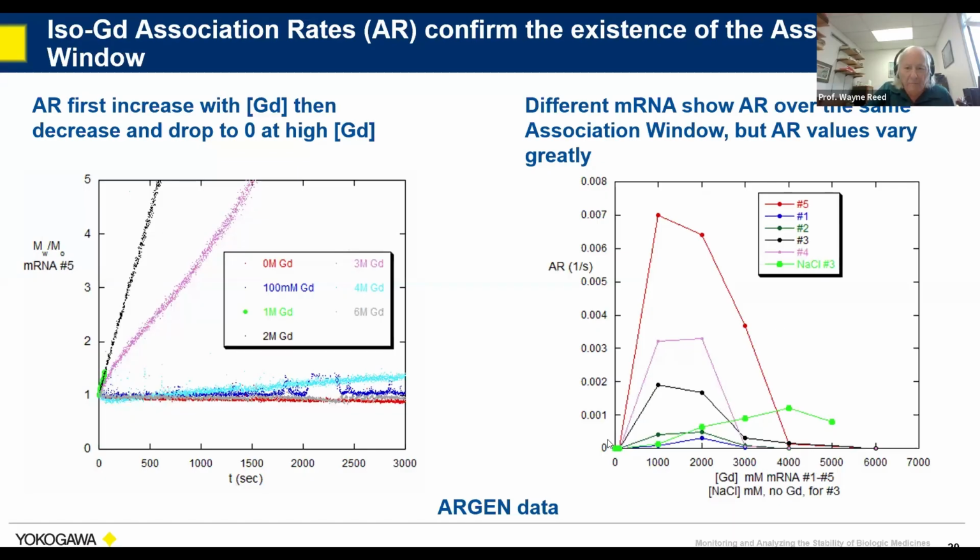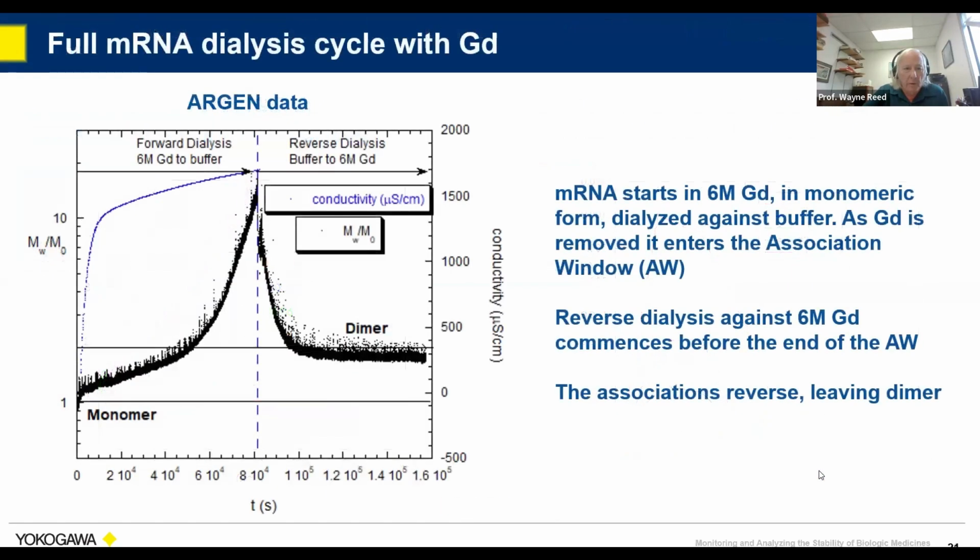Some have very fast aggregation over a broader swath of the guanidine. Some have marginal amounts. So you have a big difference in robustness of the mRNA against a powerful denaturant like guanidine hydrochloride. The salt in this bright green just reminds us that it's monotonic. There's no window.